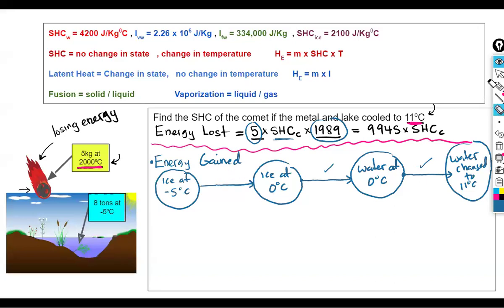The first part of the calculation would be the red formula, the specific heat capacity, because it's remaining as solid ice, but there's a change in temperature. So the mass of the ice, normally, it's 8 tons. So that's 8,000 kilograms. So it's 8,000, sorry for the small writing there, by the specific heat capacity, which is 2,100 of ice, and the change in temperature is just 5, because it went from -5 to 0. So it's 8,000 by 2,100 by 5.